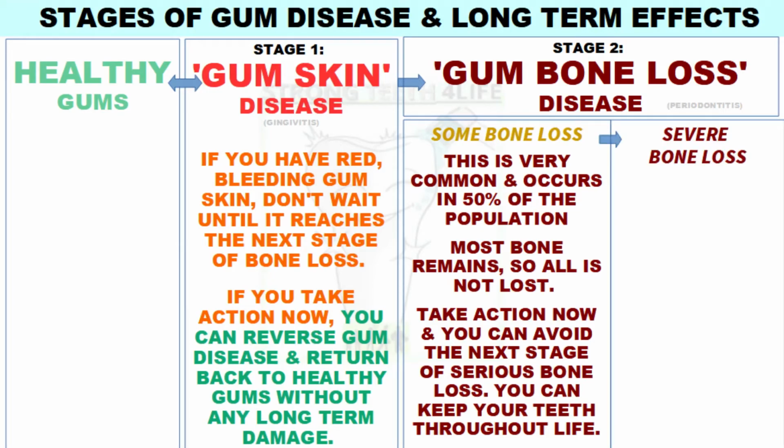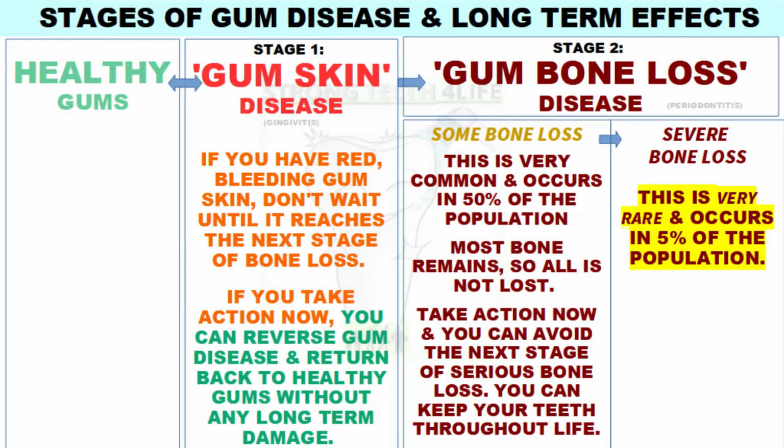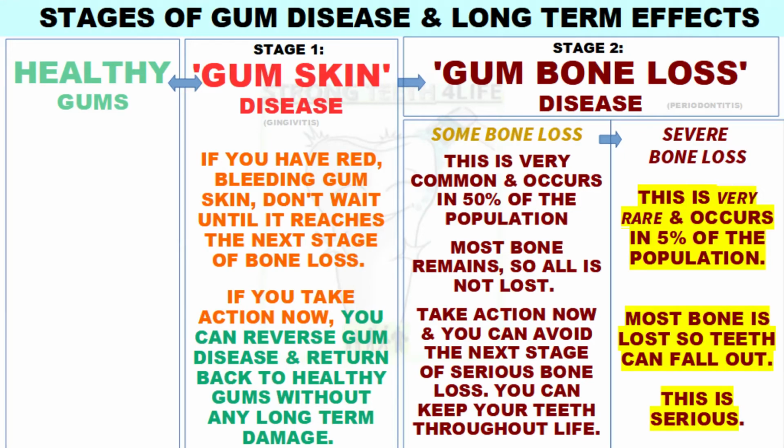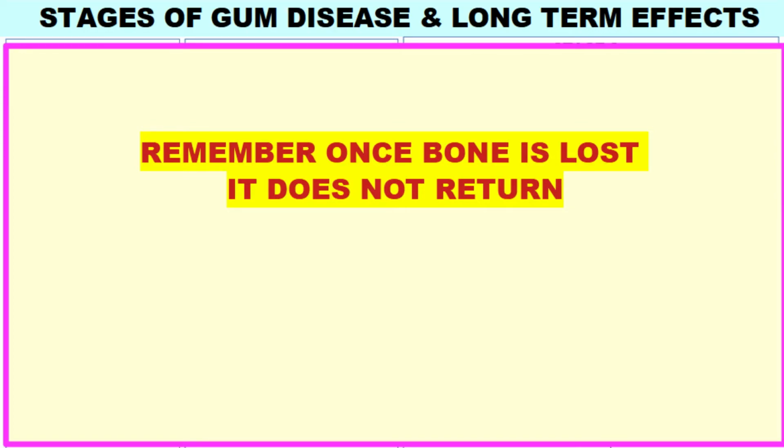If bone loss progresses, so you have severe bone loss, this is very rare and only occurs in 5% of the population. Most bone is lost, so the teeth can fall out, and this is serious. Remember, once bone is lost, it does not return.